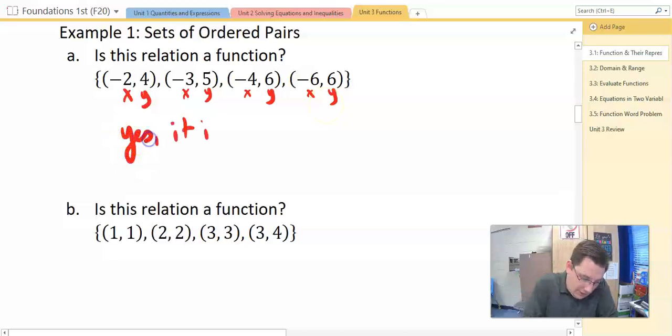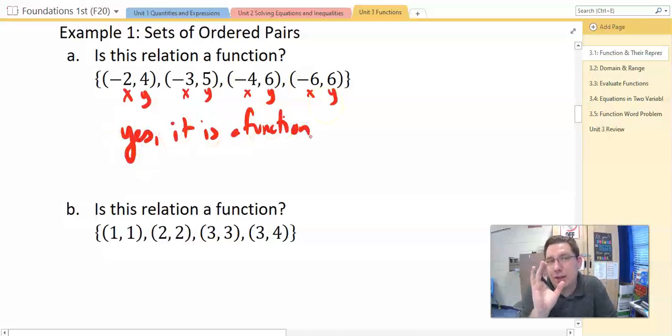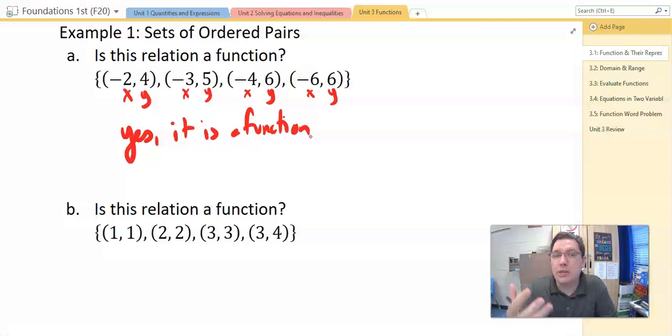Yes, it is a function because the definition says that every x can only have one y. The definition doesn't say that every x has to have a unique y. And so we're allowed to repeat y values along with different x's. Okay? Let's look at example 2.